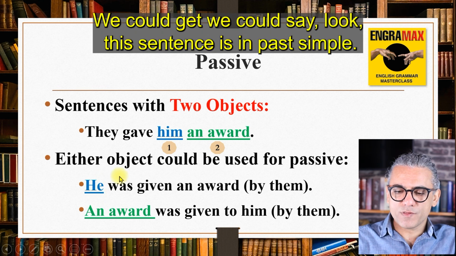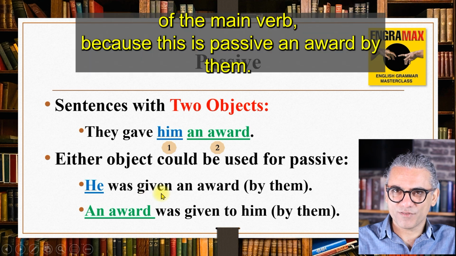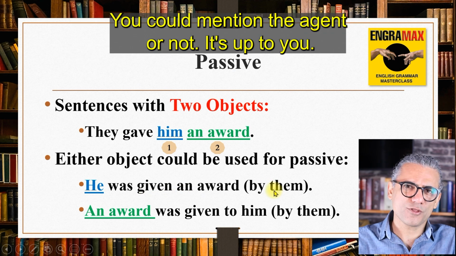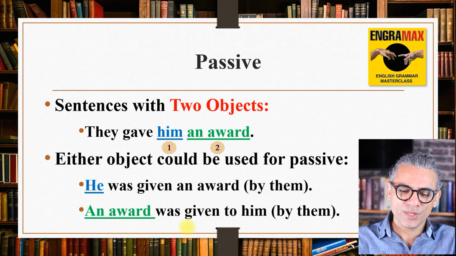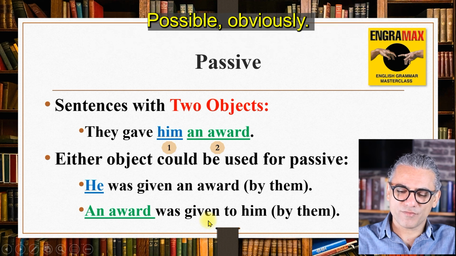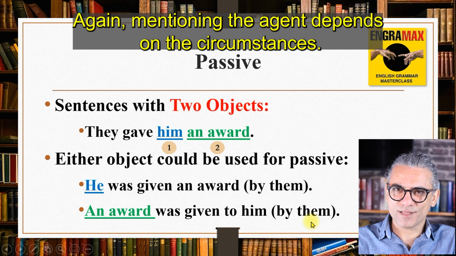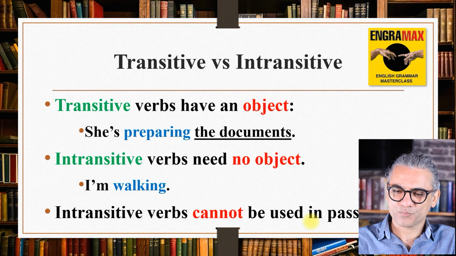We could say, look, this sentence is in past simple. We say he was given, past simple. This is a past participle form of the main verb because this is passive, an award by them. You could mention the agent or not. It's up to you. Or you could say an award was given. Again, past simple, obviously, we don't change that. An award was given to him by them. Again, mentioning the agent depends on the circumstances.